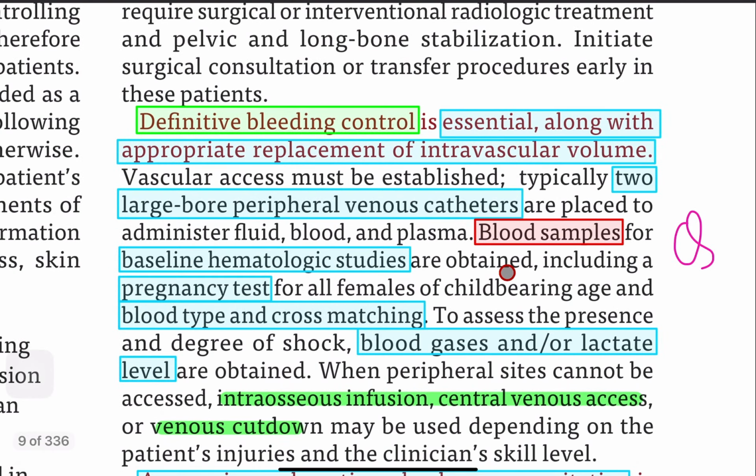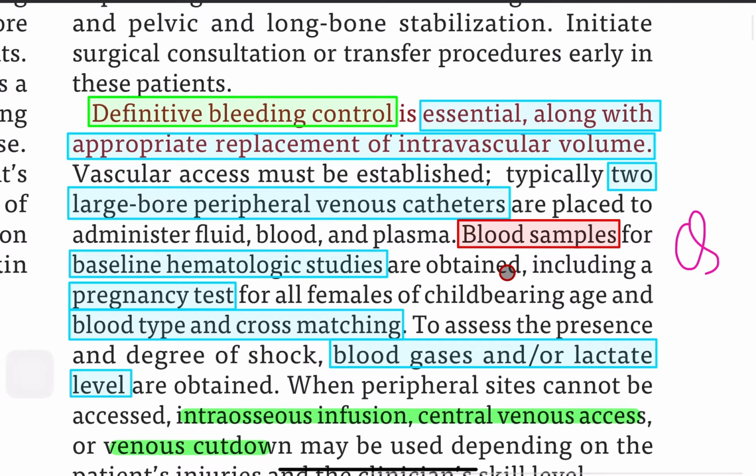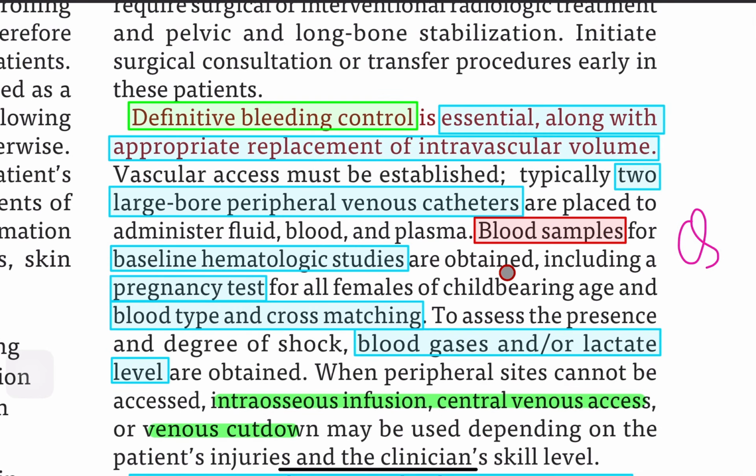Now definitive bleeding control is essential along with appropriate placement of intravascular volume. Okay. So two large bore peripheral venous catheters are placed. So large bore and short venous. Okay. Here it is not mentioned, but in Bailey it is mentioned. So large and short cannula.